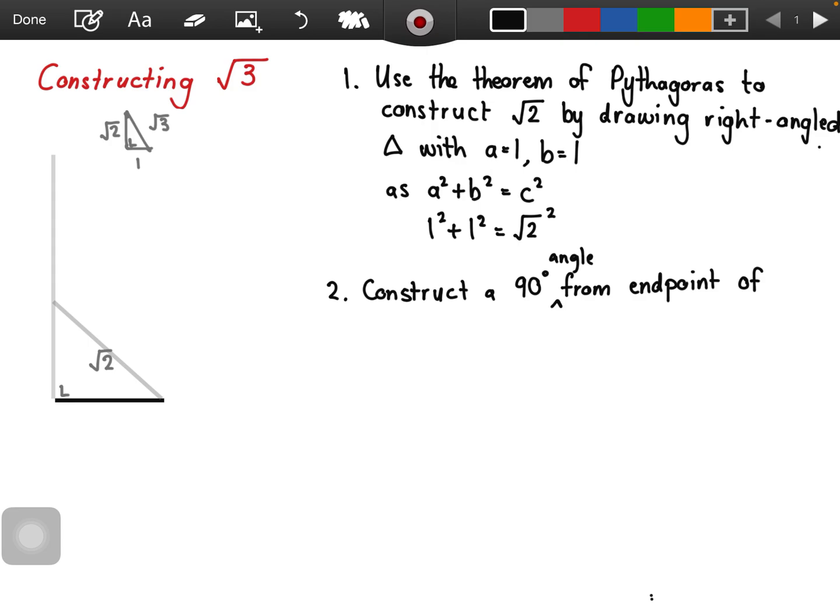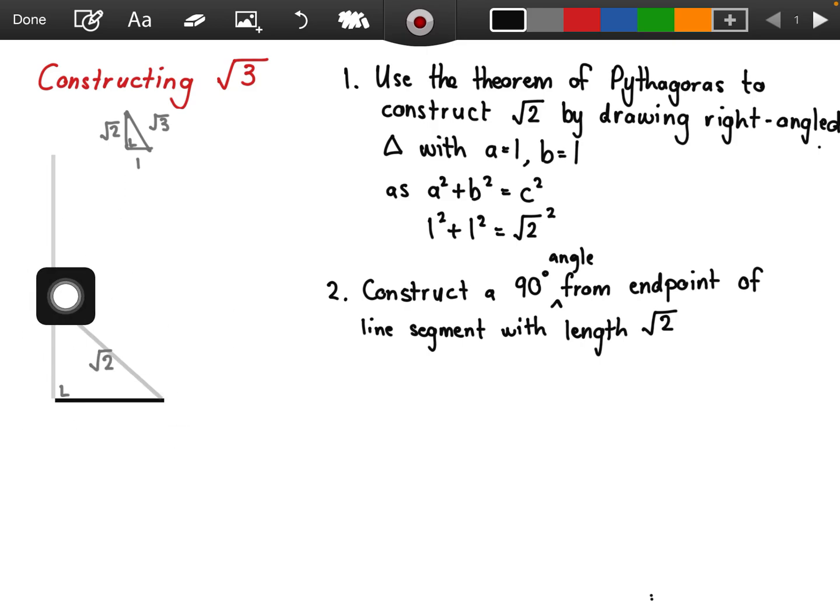So construct a 90-degree angle from endpoint of, and originally when we were constructing root 2 we just were able to say from endpoint. Now we've got more than one endpoint going on. So from endpoint of line segment with length root 2 units. So I have an endpoint here and I have an endpoint here. It's up to you which one you want to construct the right angle from, but I'd go up this direction so that we're not overlapping that many lines.